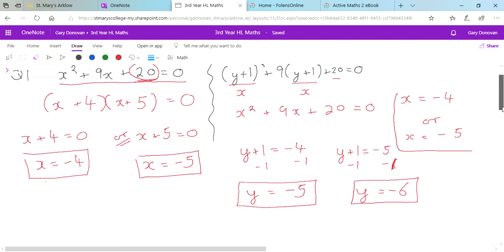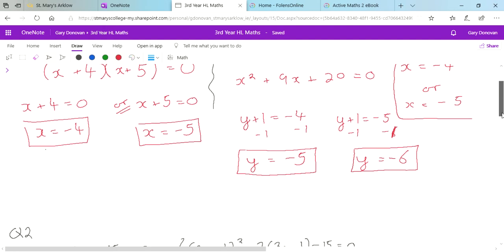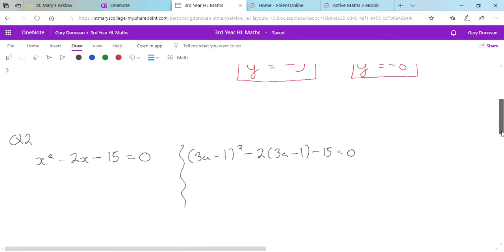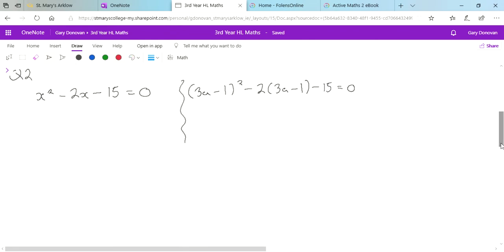Next question. This time we have x squared minus 2x minus 15 equals 0. So again, we solve the first half first. Factors of minus 15 that give us minus 2 will be minus 5 and plus 3. Minus 5 times plus 3 gives us minus 15, and minus 5 plus 3 gives us minus 2.